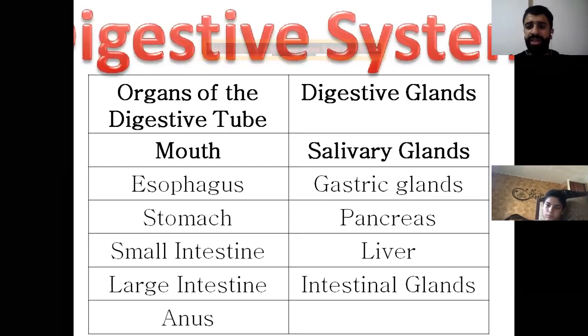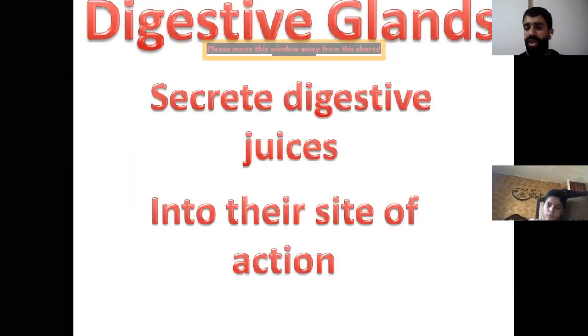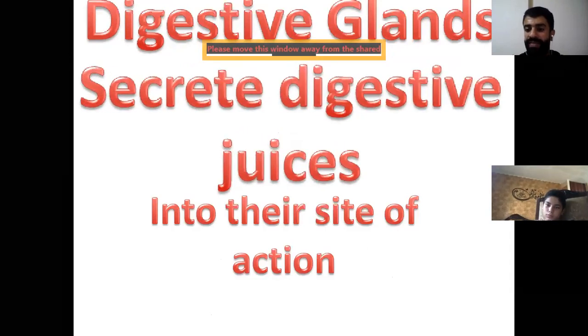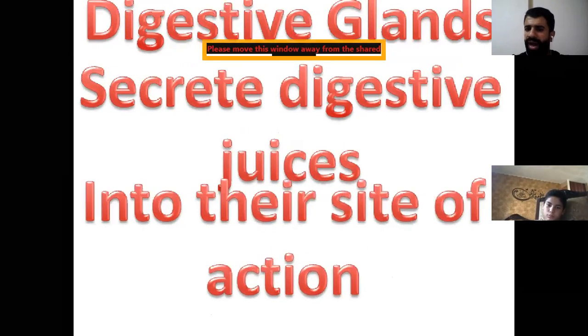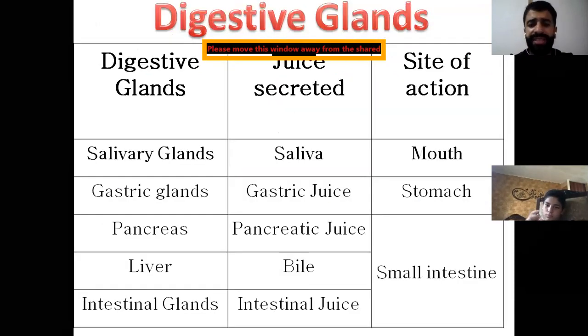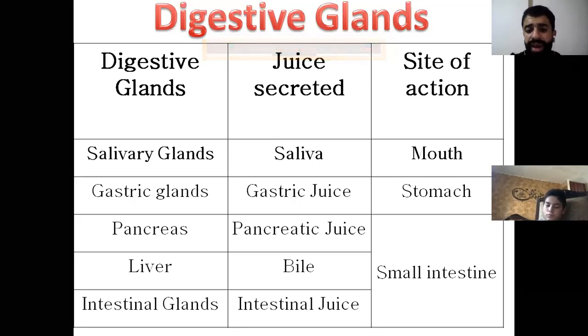So what's the function of digestive glands? Digestive glands secrete digestive juices into their site of action. What does this mean? We have first salivary glands. Salivary glands secrete saliva inside the mouth. So saliva will mix with the food and help the process of digestion. Gastric glands can secrete a specific juice called gastric juice. Where is this juice? It's found in the stomach.